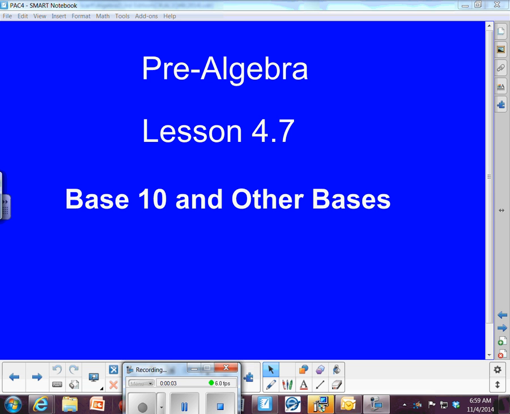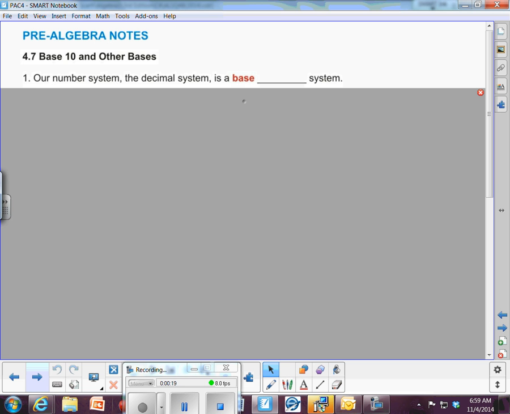Well, good evening, class. All right, this is Pre-Algebra, lesson 4.7, and we are going to look at base 10 and other bases. And so really we're going to use our base 10 system to try to understand how other base systems work. All right, base 10 and other bases. All right, so if you're looking at your notes, it starts off this way.